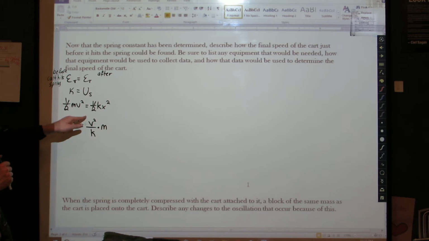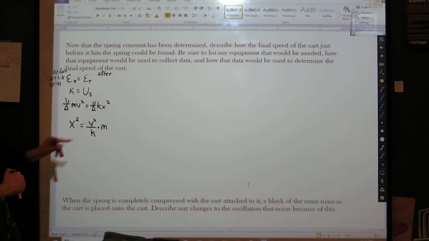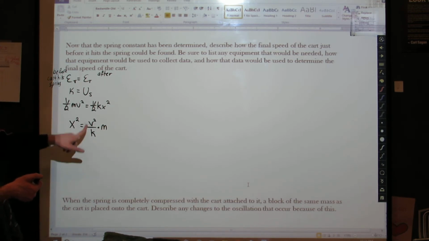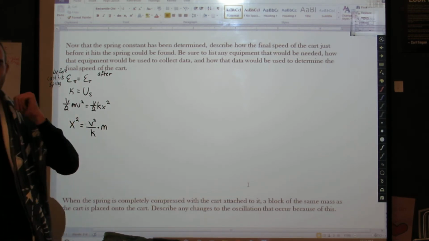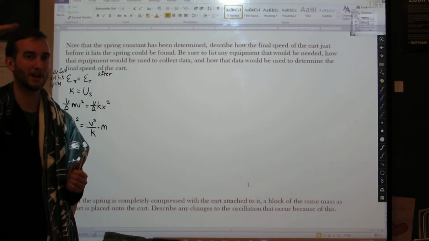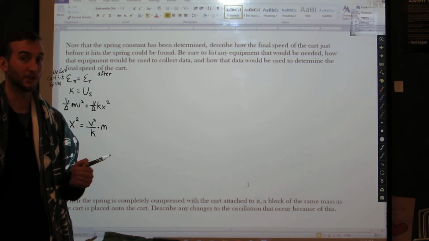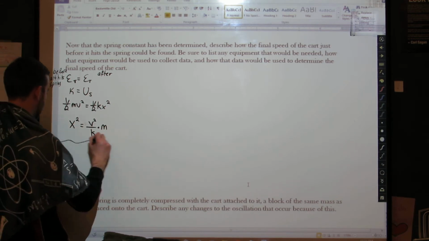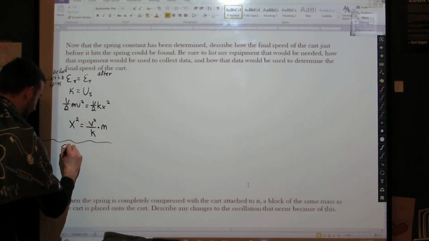I didn't want to mix it in with our constants. Okay? M is our variable. Our independent variable. X squared is our dependent variable. K is a constant. And if we're always releasing the cart from the same height on the hill, then the speed at the end should be a constant as well. Why is that? Well, and you can write this down if you want to.